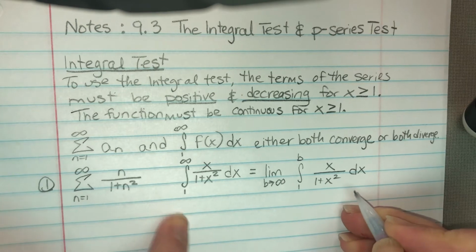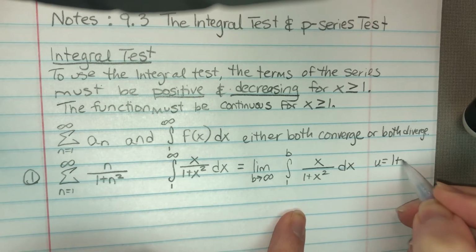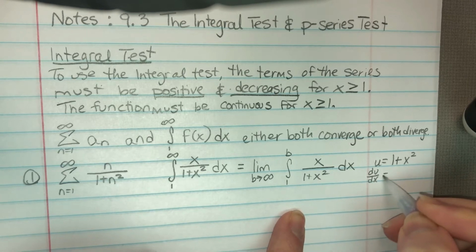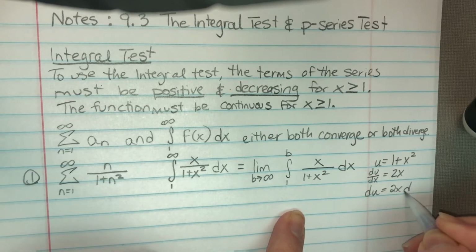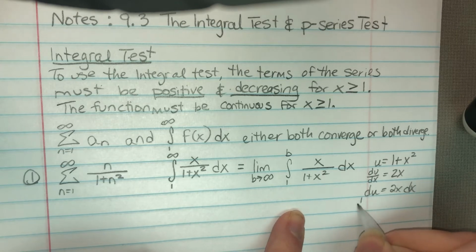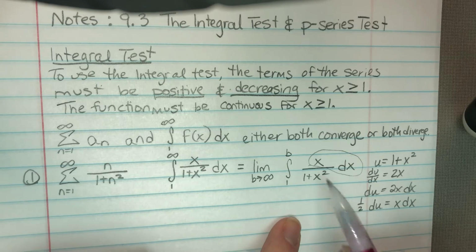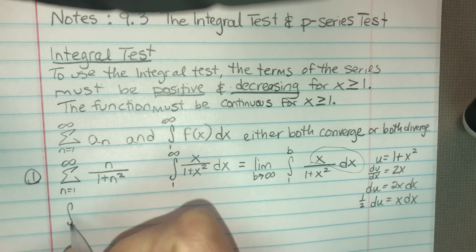To do that, I'm going to have to use a u substitution where u is my denominator. u equals 1 plus x squared, the derivative of u with respect to x is 2x. du equals 2x dx. Multiply by a half on both sides. 1/2 du is equal to x dx. Notice I already have an x in the problem, so I will be able to replace the x dx with 1/2 du.